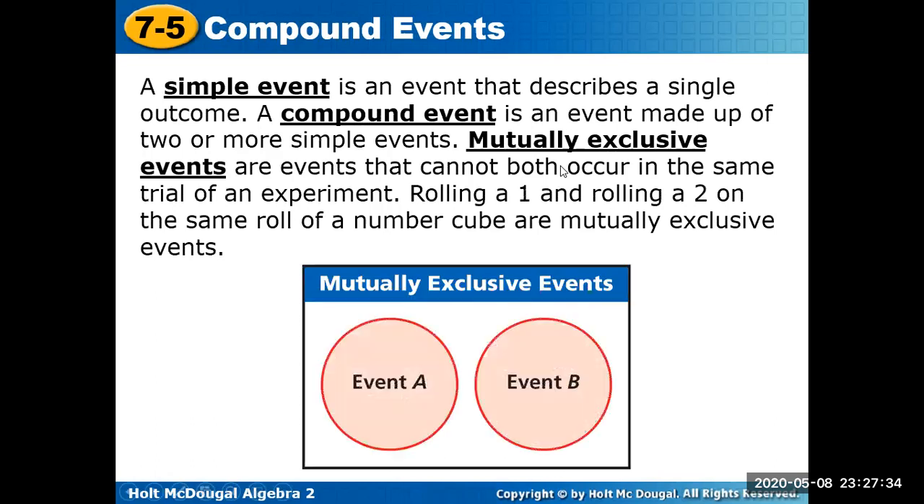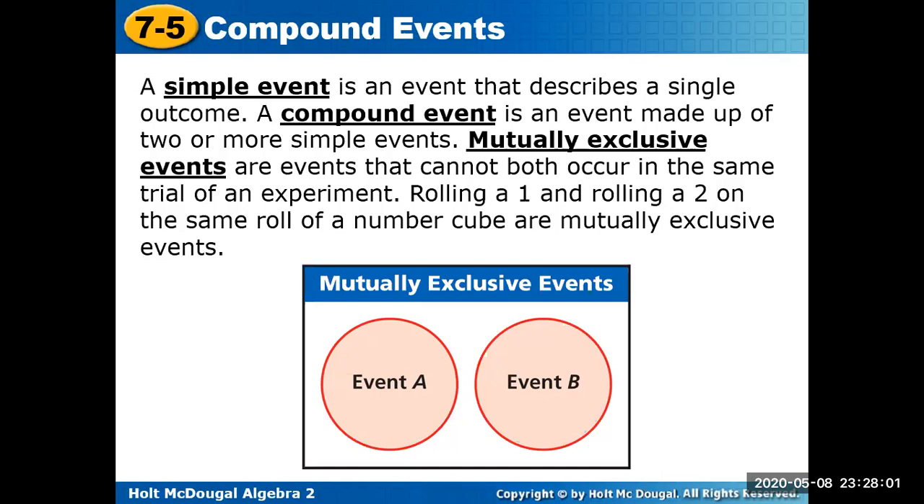To understand compound events, first let's describe what a simple event is. A simple event is an event that describes a single outcome. For example, when you are tossing a coin, the probability of getting heads is a simple event. So it will be 1 over 2.